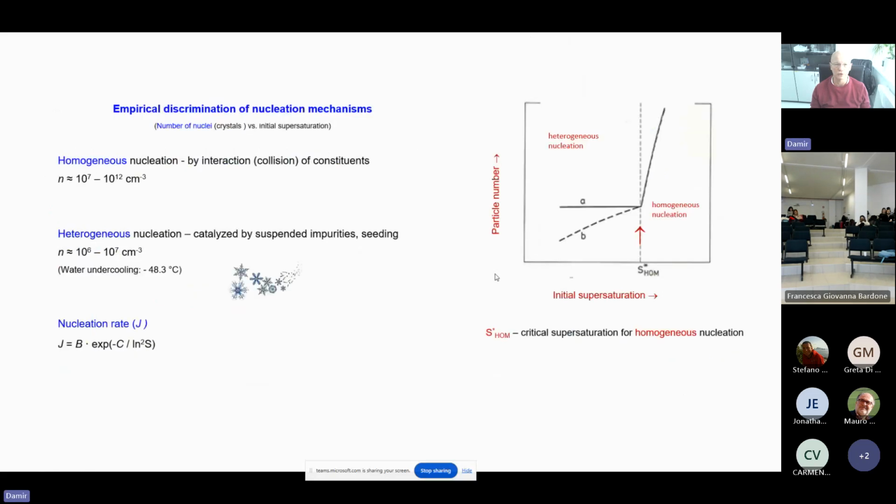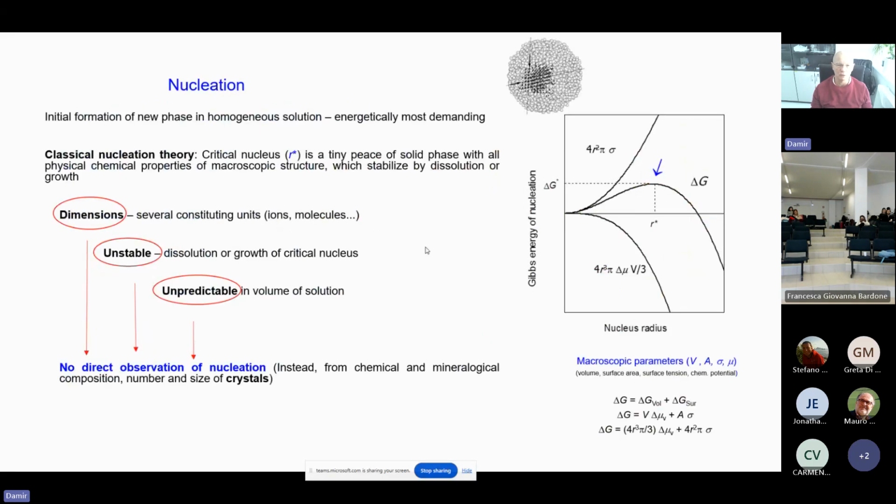That's about nucleation. There are also several empirical rules which can discriminate the nucleation mechanism. I didn't mention before that nucleation is a process which is on the scale of practically ions. The nuclei are very small. They are also very unstable, and their formation in a volume is unpredictable. Therefore, it's very difficult to conclude about nucleation by direct observation.